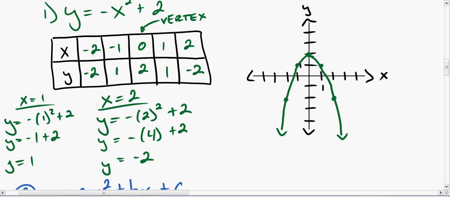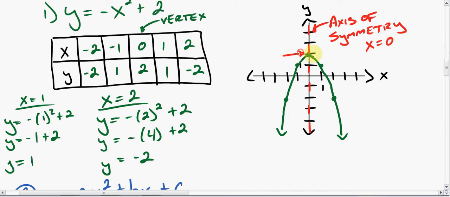We'll still want to label our axis of symmetry, that imaginary line which passes through the vertex. So we see our axis of symmetry is here. And it holds an x value of what? Remember, the axis of symmetry holds the x value of the vertex, which is x equals 0.